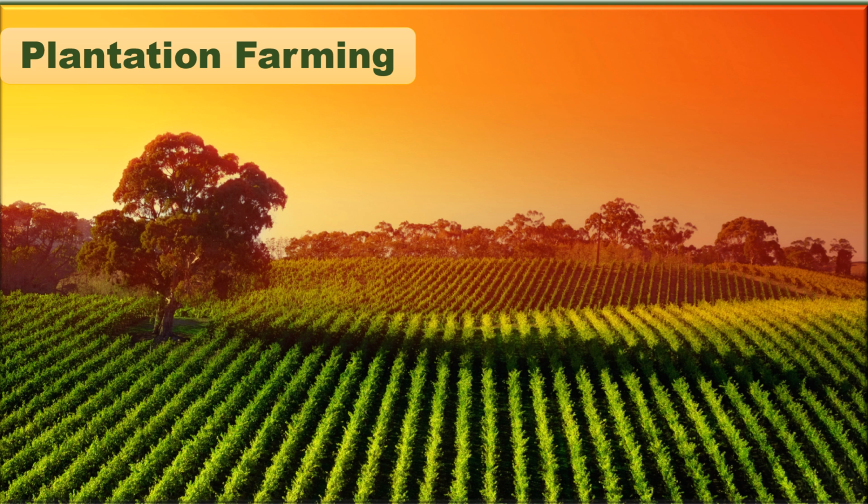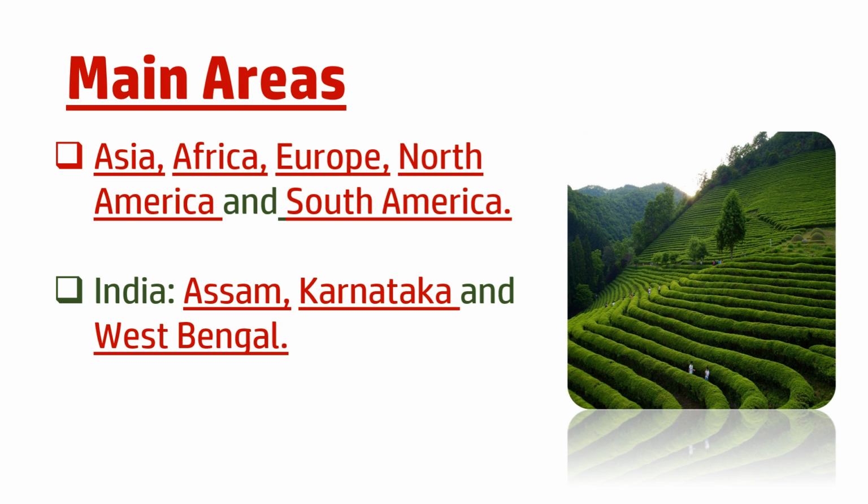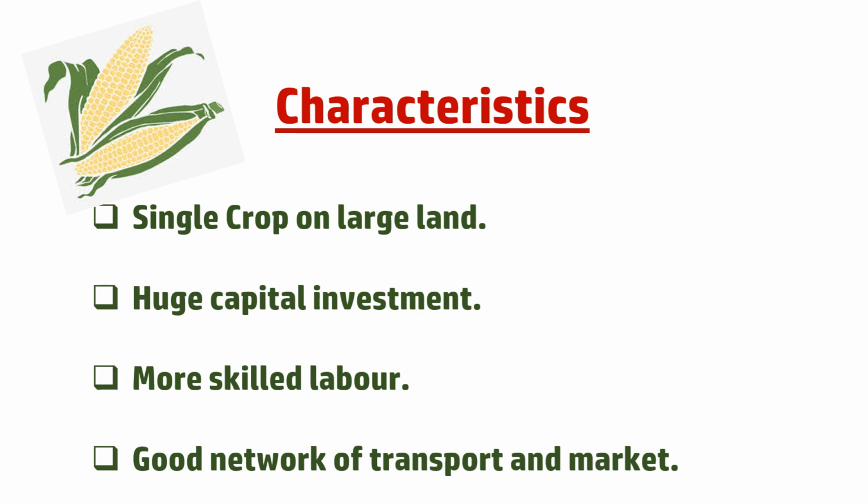Then comes plantation farming. We have read that it is practiced in Asia, Africa, Europe, North America, and South America. In India, particularly, it is practiced in Assam, Karnataka, and West Bengal. Now, the characteristic is that a single crop is cultivated on a large land. Huge capital investment is needed, means money is needed.